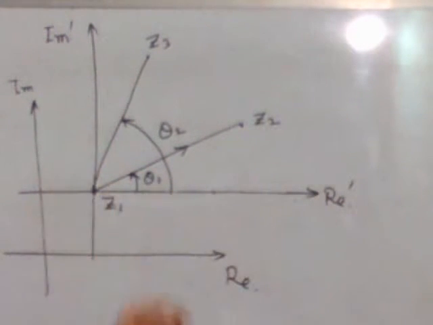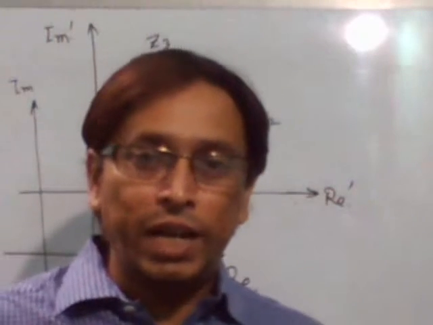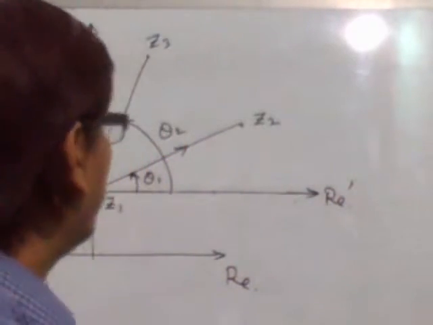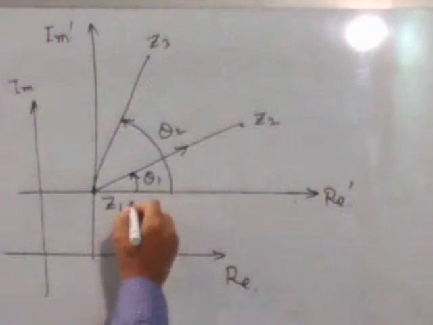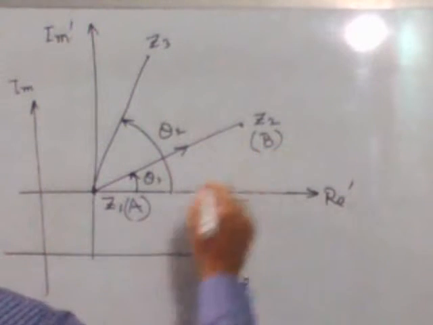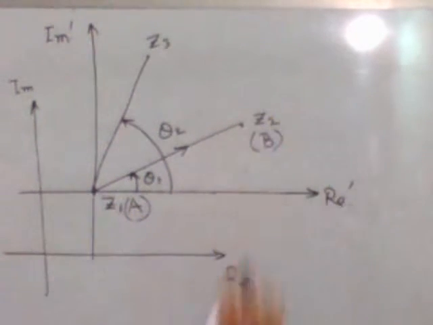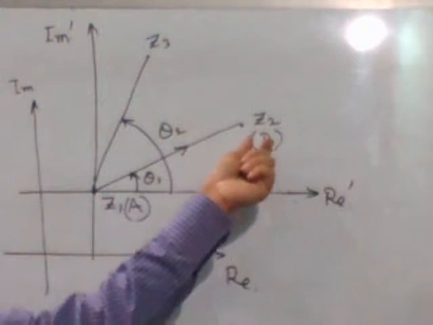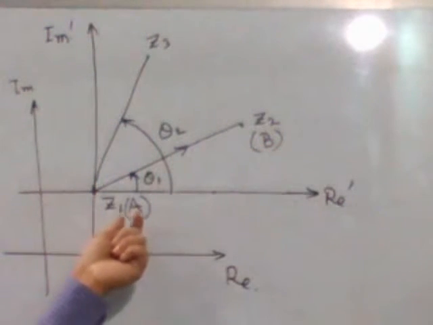So in vector form, if we want to describe a line, suppose the line is AB, and this point is A and this point is B, then if you want to describe the vector AB, you have to take the position vector of point B minus the position vector of point A.